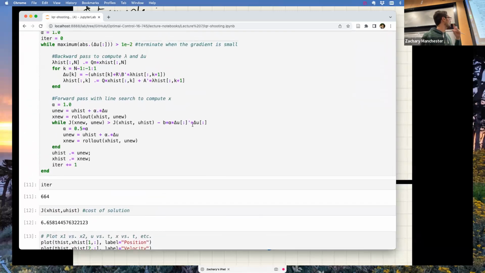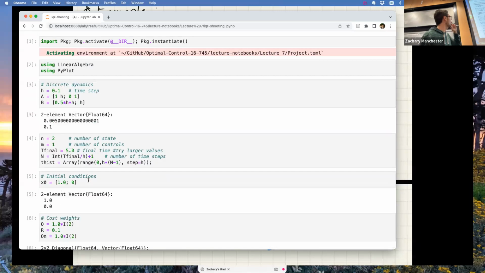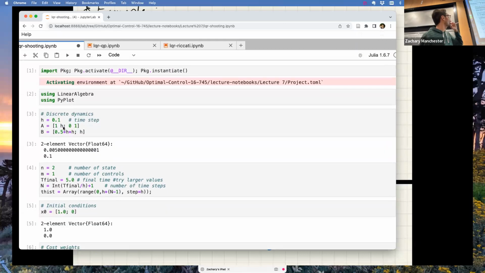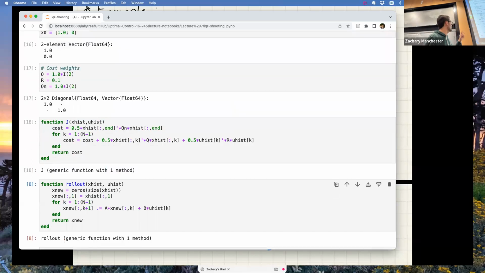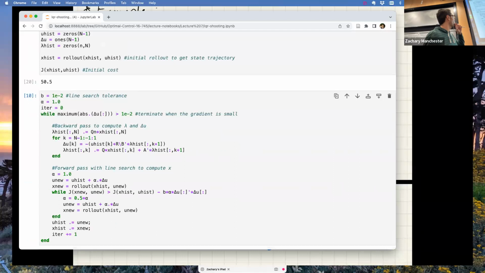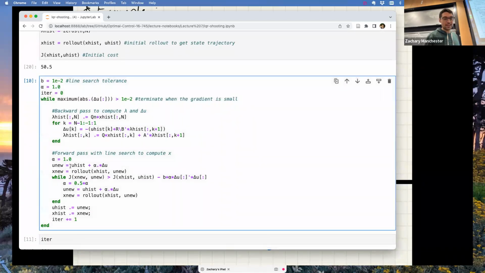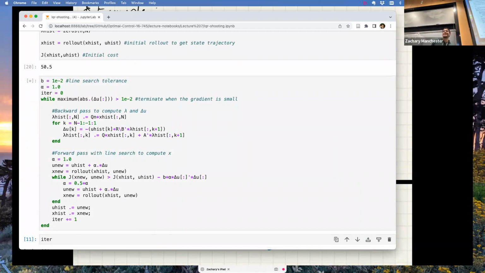Let's do a couple things. So this was a 5-second horizon. I wanted to show you something real quick. Let's set this to 10 seconds instead and see what happens. So we'll run the exact same code. The point I want to make is that this is going to take a lot longer. It takes a lot more than twice as long, is kind of the message.